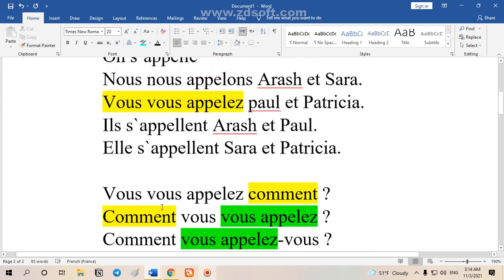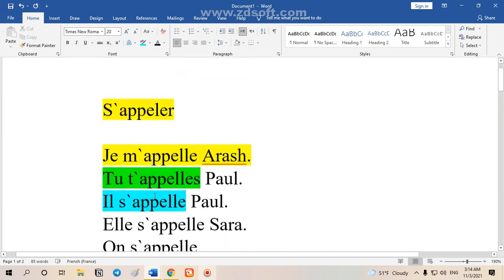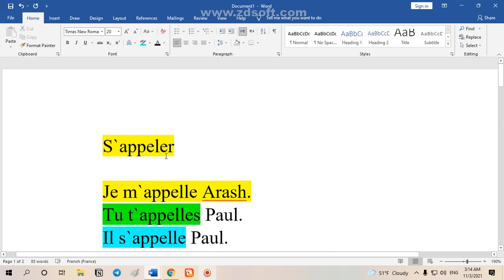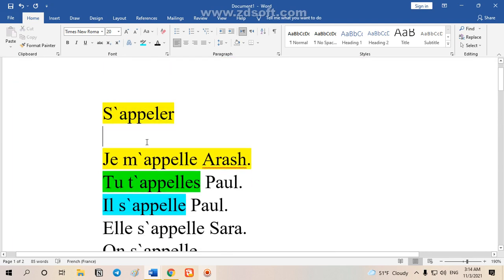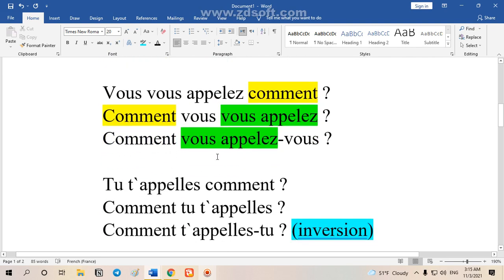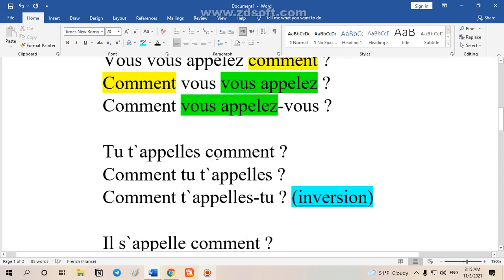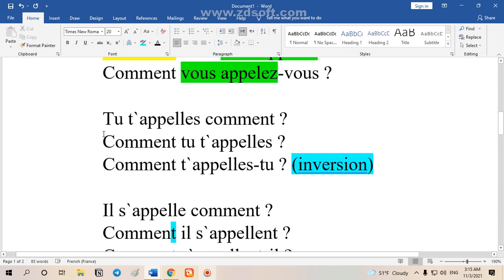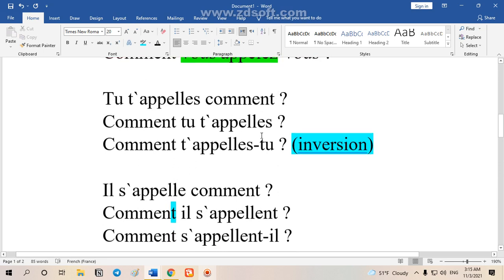Exactly, they are the most important ones. There is nothing here to tell you. This is everything about the verb s'appeler, and after that you can memorize all this conjugation and ask your friends. At first, introduce yourself, ask your friends' names, and about the answer, you know. Tu t'appelles comment? You must tell your name. Je m'appelle Arash. For example, comment tu t'appelles? The same. Je m'appelle Arash.